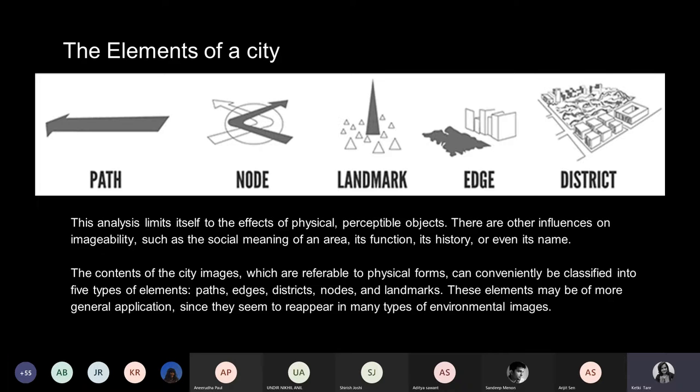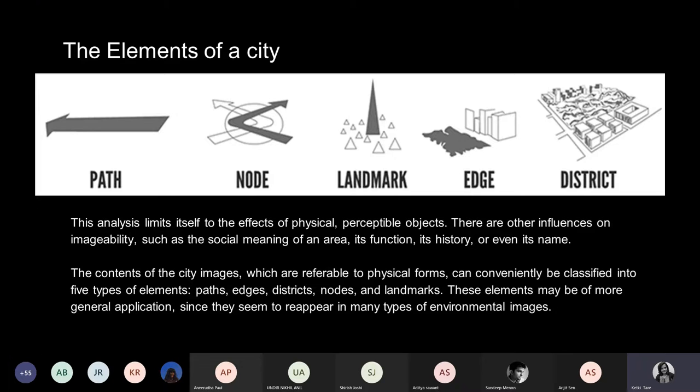But when you are talking about imageability, it is not only visual, it has other influences as well. He mentions that there is a social meaning of an area. Its function, its history, or even its name has something to do with the kind of image you form. So it is not only physical, not only visual quality all the time. It is also the meaning that it holds for the observer or the user or the person who's moving.